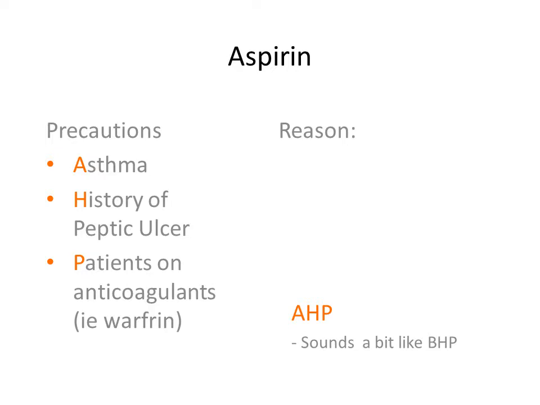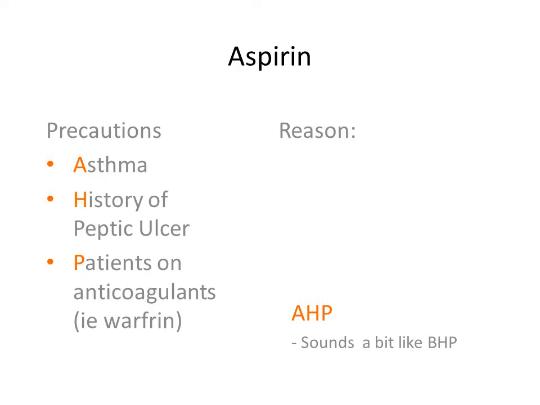So anticoagulant in essence just means they're taking something to stop their blood clotting because of whatever reason they need it for. And again, this is precautionary. So if we are suspecting that a patient is suffering cardiac chest pain and they're also on warfarin, it's just a precaution. It's not a contraindication. It's just be wary of the fact that they are already on an anticoagulant.